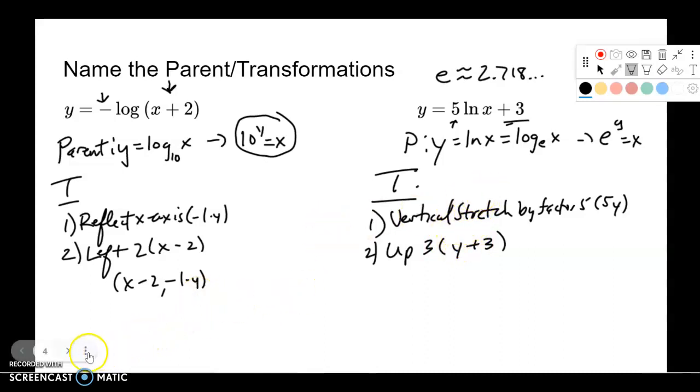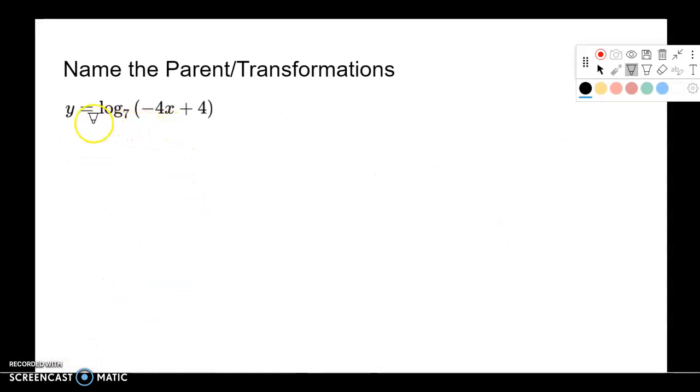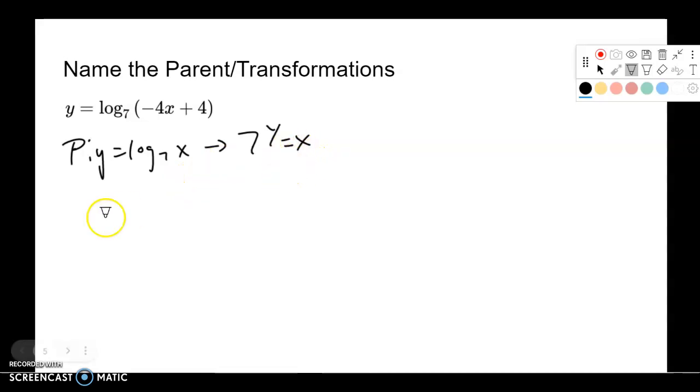All right, and then we have one more here. We have y equals log of negative 4x plus 4 base 7. So the parent graph is y equals log of x base 7. If I convert it, it would be 7 to the y equals x. I can get my key points, and we'll practice this in a few minutes. Now, we do have to do a little bit more work to this one to find the transformations. We do have to factor out the negative 4. That is important. Take out the negative 4. You'll be left with x minus 1 in there.